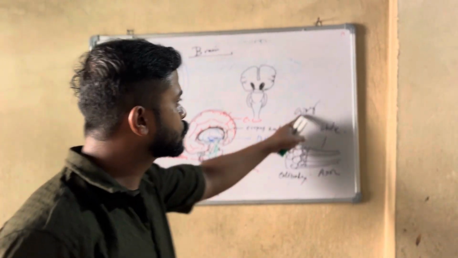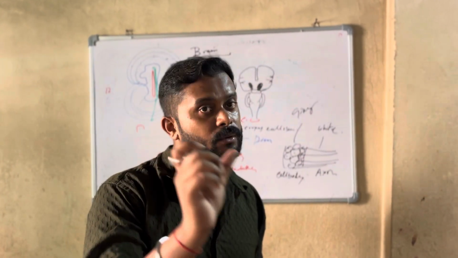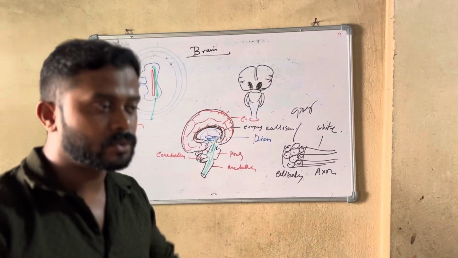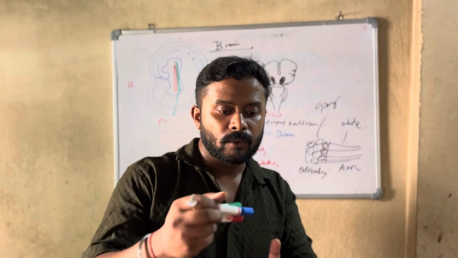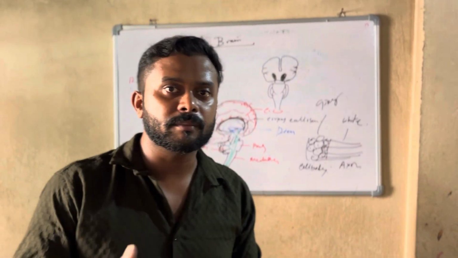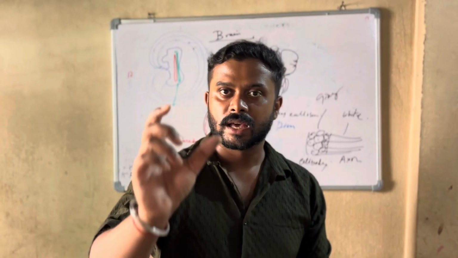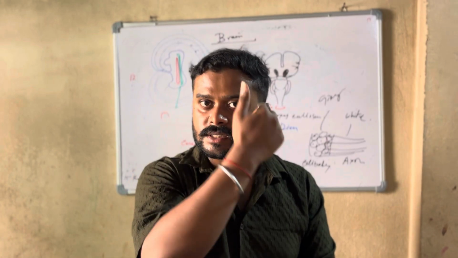Okay, gray matter can also be categorized into two categories: one is cortex and one is nuclei. And axons are categorized into three categories. One is ascending and descending, meaning some nerve fibers which go from the lower part to the upper part and from the upper part to the lower part. Another is commissural.